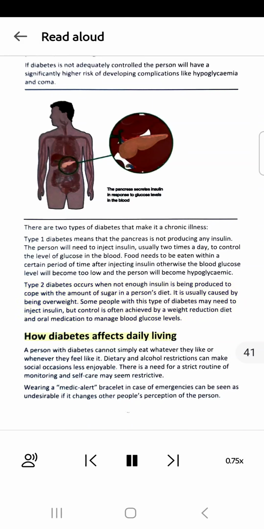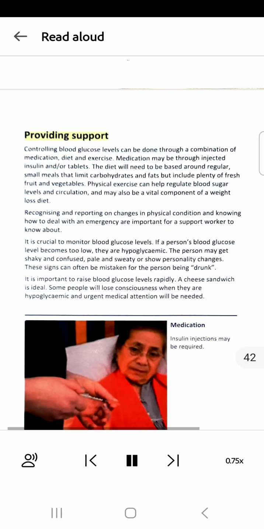How diabetes affects daily living. A person with diabetes cannot simply eat whatever they like or whenever they feel like it. Dietary and alcohol restrictions can make social occasions less enjoyable. There is a need for a strict routine of monitoring, and self-care may seem restrictive. Wearing a medic alert bracelet in case of emergencies can be seen as undesirable if it changes other people's perception of the person.